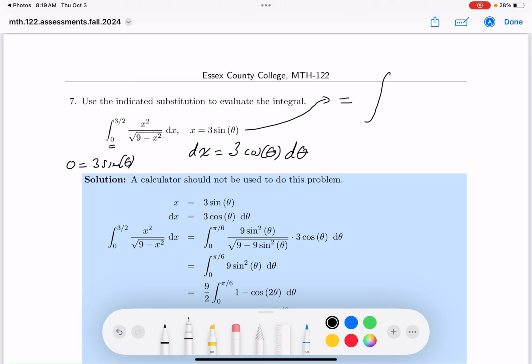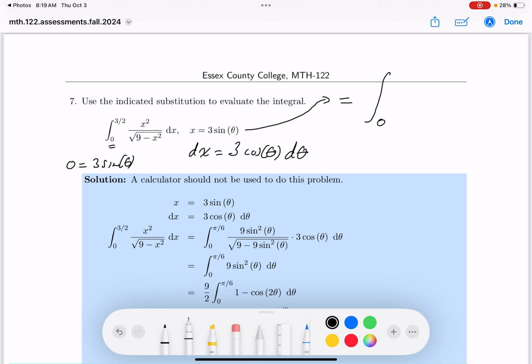And again, I always talk about the invertible region, by the way. The invertible region of the sine function is between minus pi over 2 and pi over 2. But I look at this thing, and when is the sine of theta equal to 0? The 3 has no bearing on the matter. That's 0, by the way.